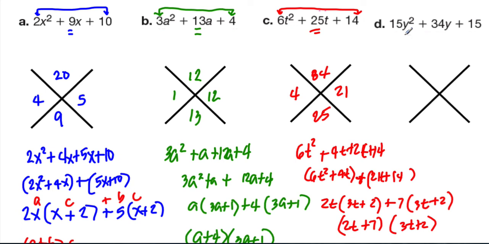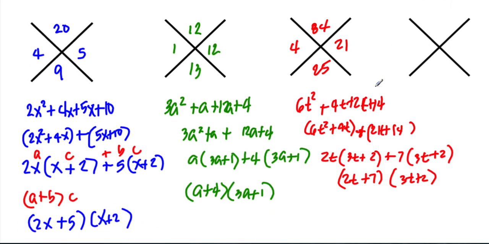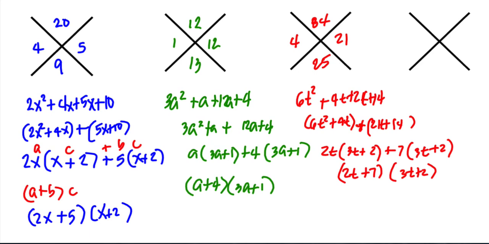Okay? And example t will be the same thing. Okay? 15y² + 34y + 15. Okay? You can do that on your own. Let's take a look at the next one.